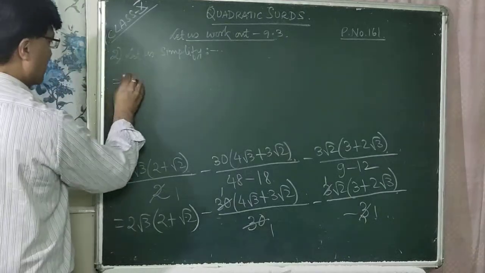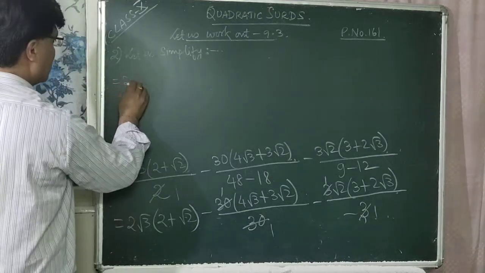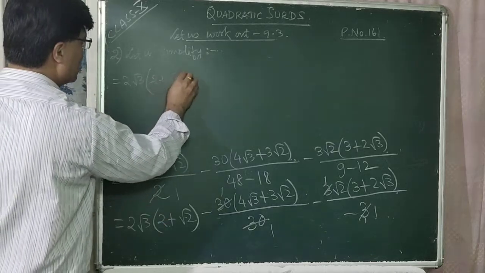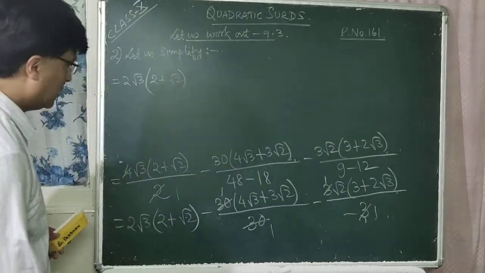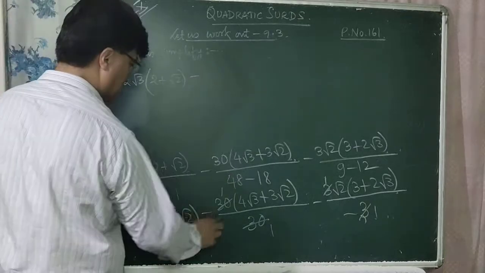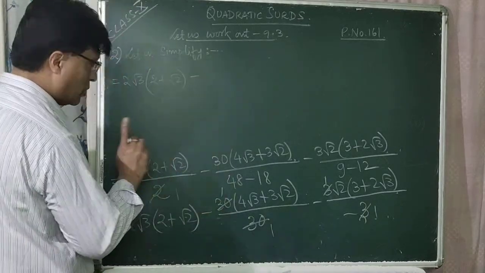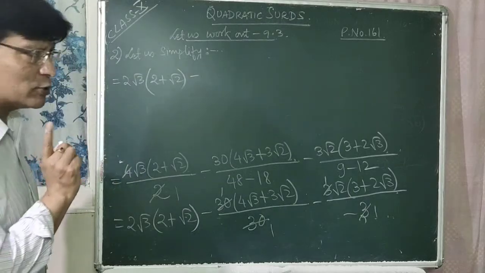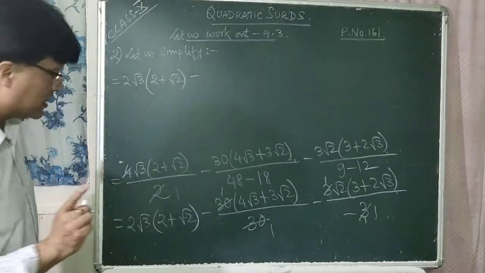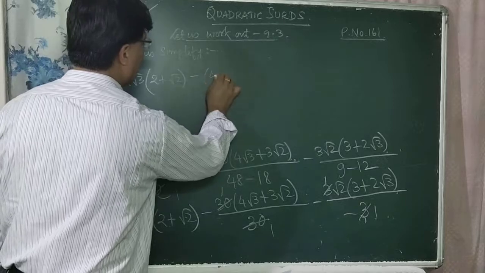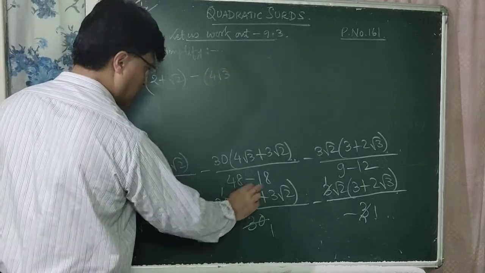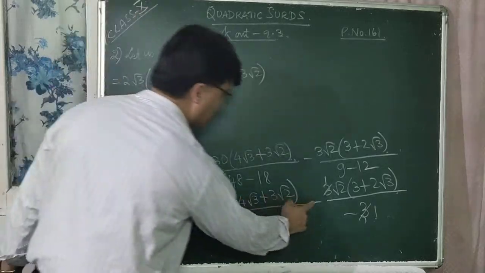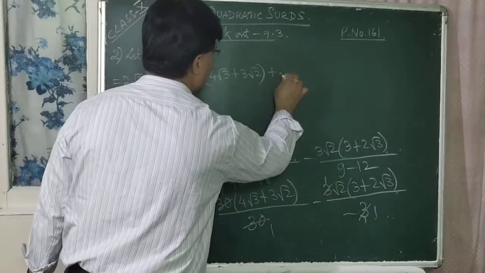So next, which is equal to, so now it is 2 root over 3 within bracket 2 plus root 2. Okay, next minus, this is 1 by 1 is 1. So in the denominator don't write 1. If there is 1 in the denominator, you don't have to write it. Okay, so within bracket 4 root over 3 plus 3 root 2, right? So minus into minus, this is plus.